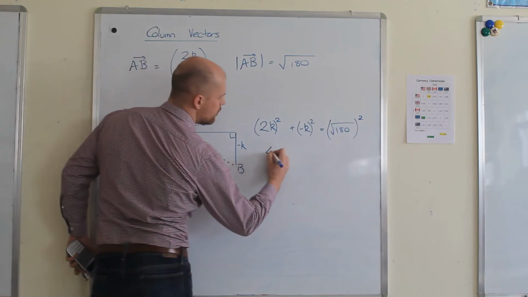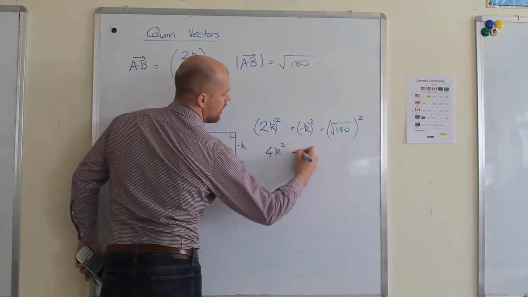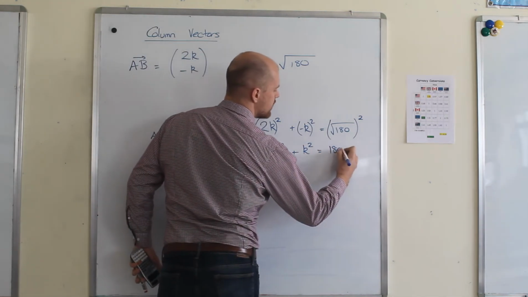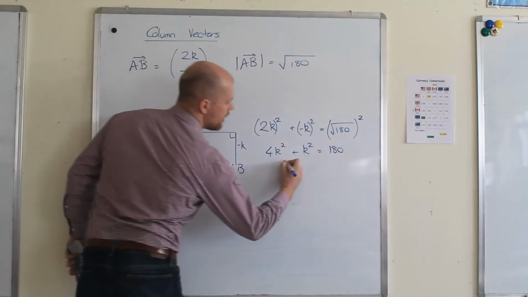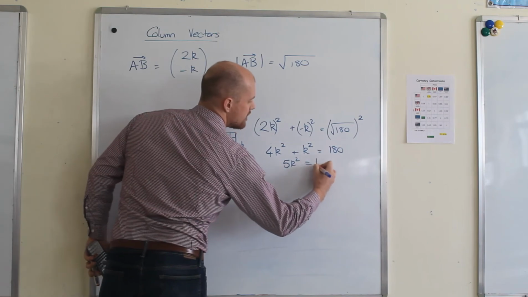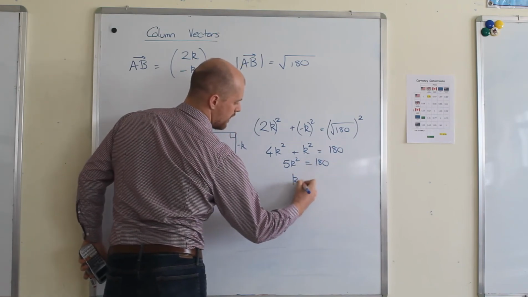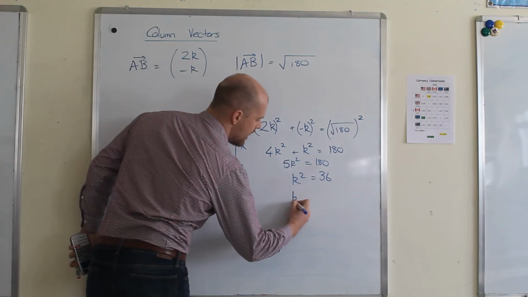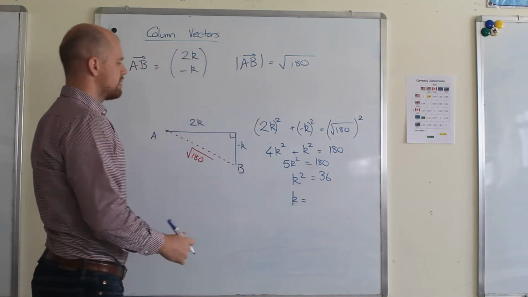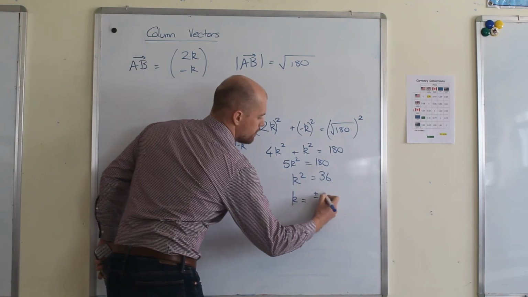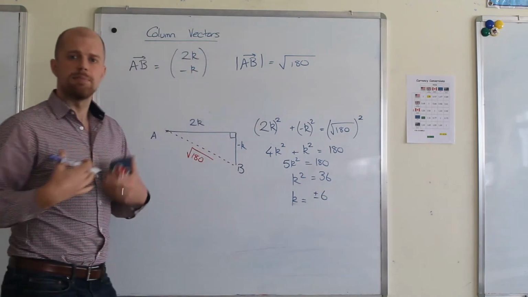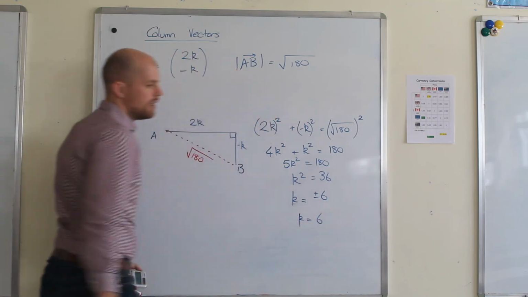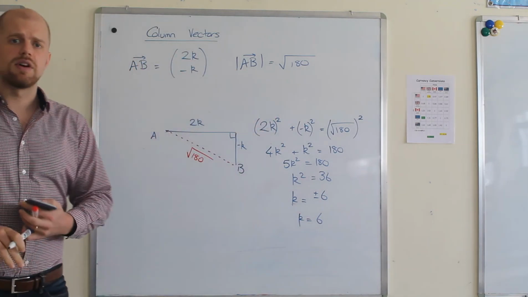This gives me 4k squared plus k squared is 180. Add them together, you get 5k squared is 180, and divide by 5, you get 36, and therefore k is plus or minus 6. I believe in the question it says k is a positive integer, so therefore you would take k equals 6 only. If they ask for just one value, k equals 6 is fine.